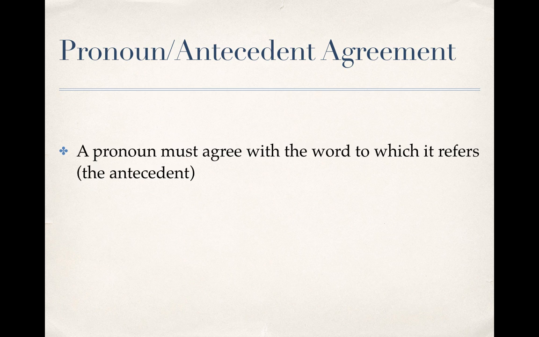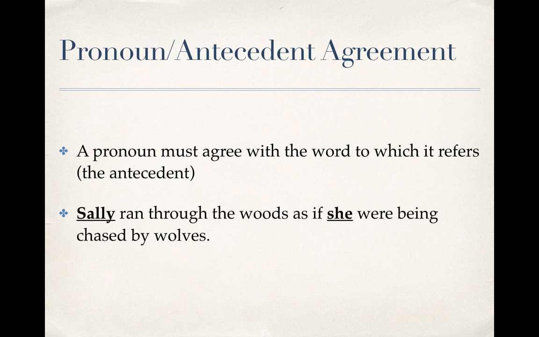Okay, pronoun antecedent agreement. A pronoun must agree with the word to which it refers, and that is called the antecedent. So if you've never heard the word antecedent before, don't let that scare you. It's really pretty simple. So in a sentence like this, Sally ran through the woods as if she were being chased by wolves, our pronoun is she, and it's referring back to Sally. Sally is the antecedent. So that is all the word antecedent means.